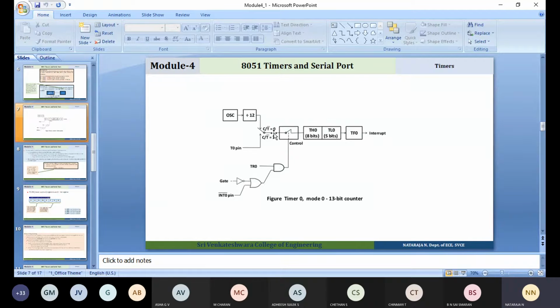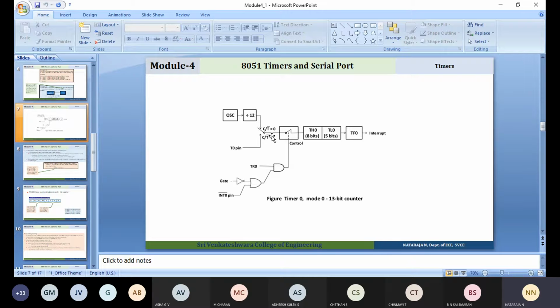If C bar T bar is equal to 0, then only it will be connected to this. If C bar T bar is equal to 1, it will be connected to the counter pin. That is the meaning. Based on C bar T bar, it will select the switch. If it is connected to the timer, then the timer will run. If it is connected to the counter, the counter will run on pulses from outside the microcontroller.